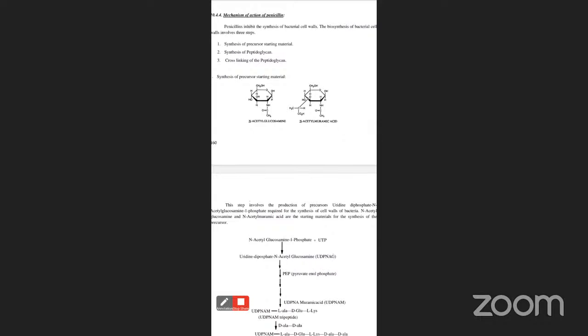What are the precursors? What is meant by precursor here? The smallest molecule, right? Precursor is nothing but the starting material. Simply, you can say it is a starting material here. Precursor is a starting material.